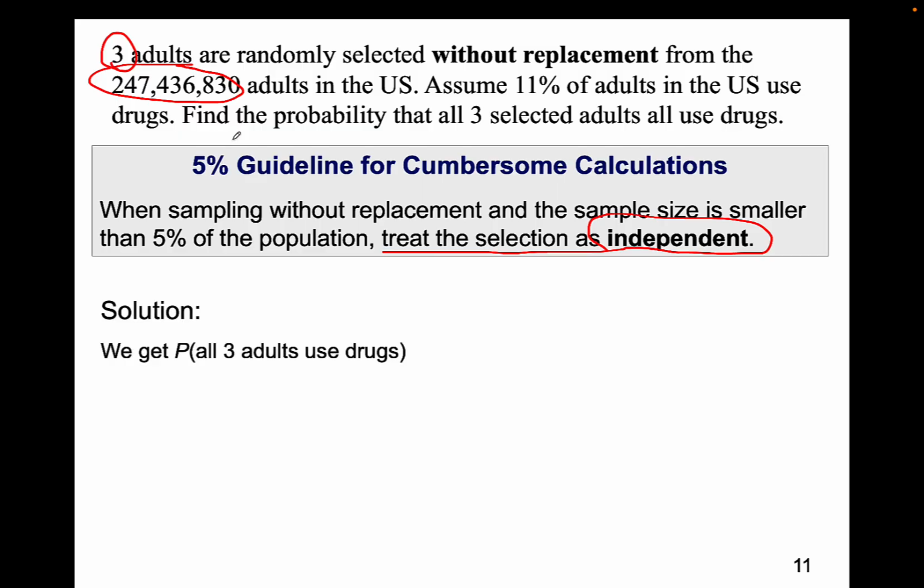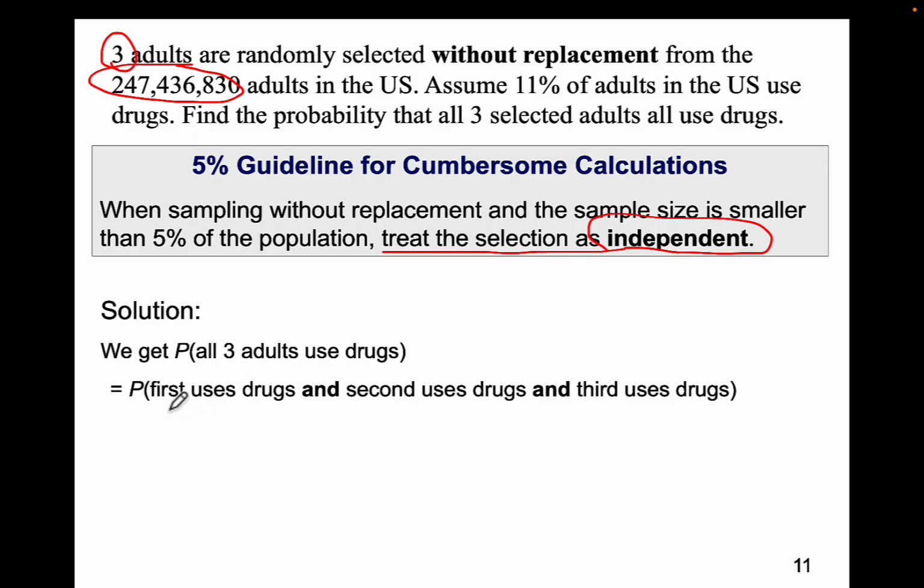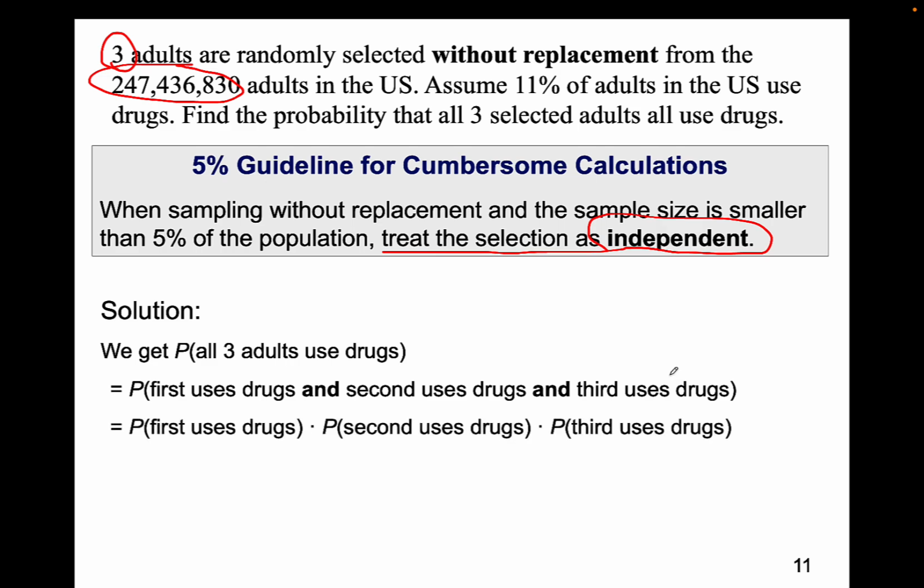So we can just write it as probability that all 3 adults use drugs. That would be the probability that the first one we pick uses drugs, and the second one, and the third one. I'm overkill with the ands, because remember the word all makes it an and statement, and making it an and statement makes it multiplication rule here. So this all led from the word all 3.